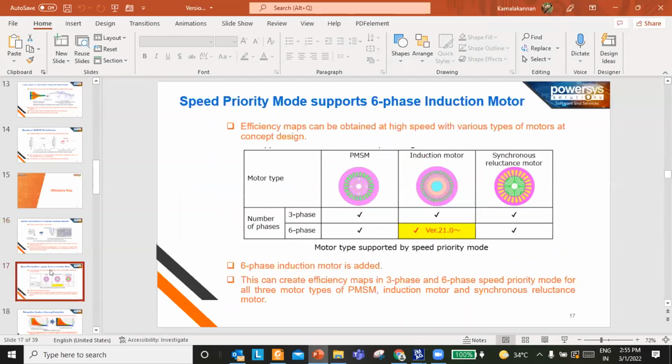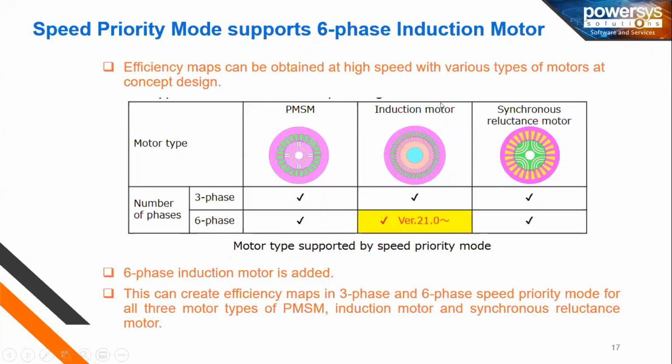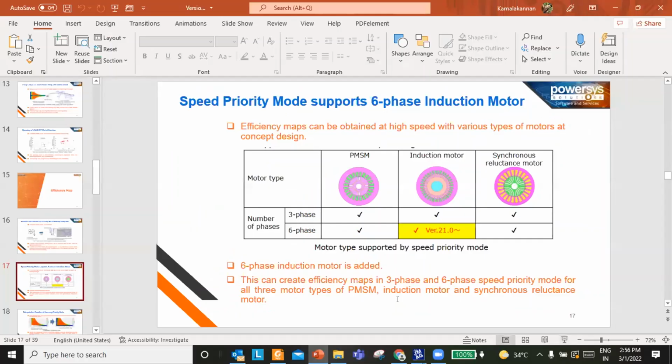Okay. And the next feature added in version 21 is this: in the existing version, efficiency map support was not there for the 6-phase induction motor, but in version 21, the speed priority efficiency map for the 6-phase induction motor is added. So that is the new feature added in version 21 for the 6-phase induction motor. I will show you regarding that.